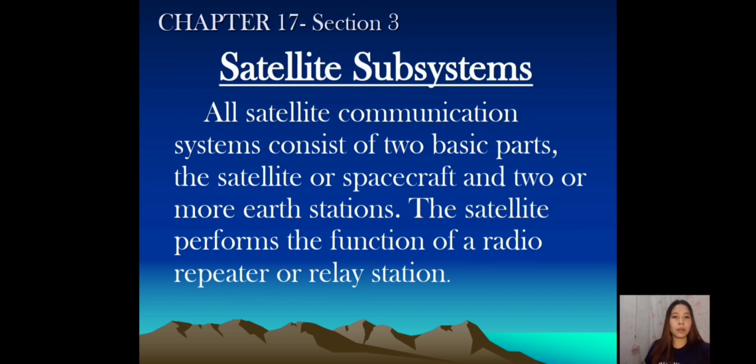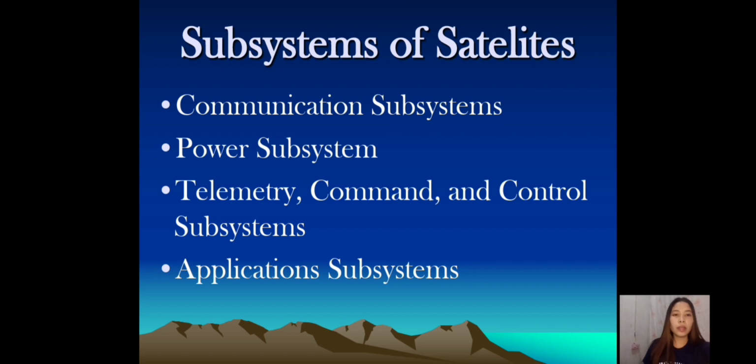Satellite subsystems. All satellite communication systems consist of two basic parts: the satellite or spacecraft and two or more ground stations. The satellite performs the function of a radio repeater or relay station. There are four subsystems of satellites. First is the communication subsystem, then the power subsystem, the telemetry, command, and control subsystem, and the last is the application subsystem.